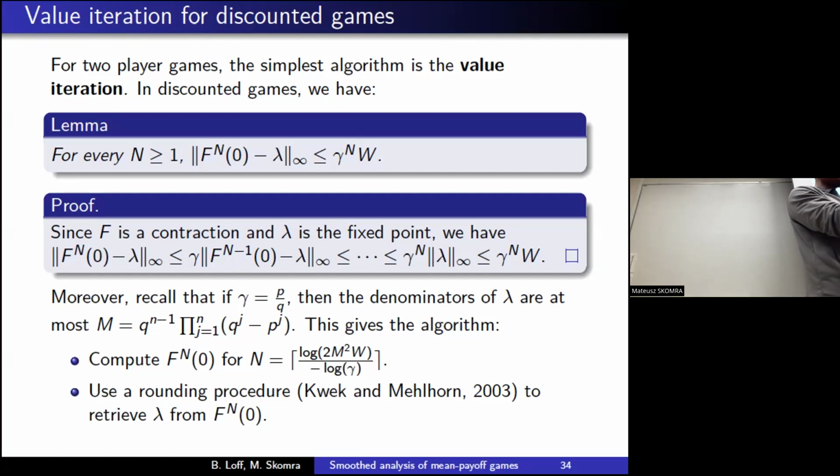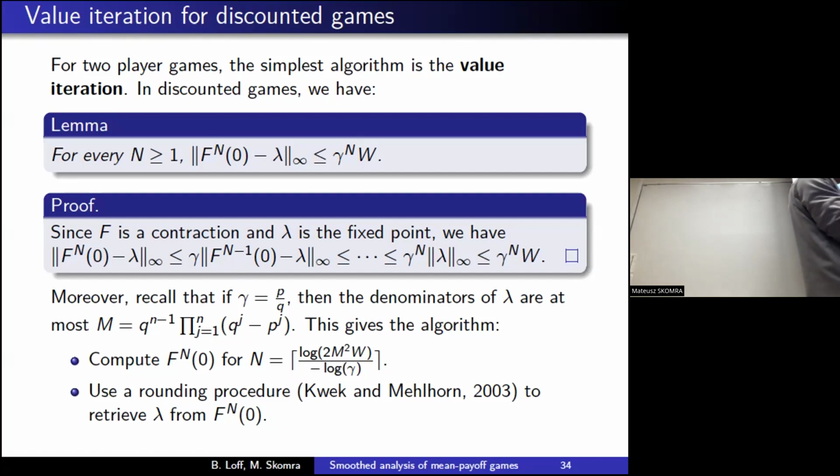So you get some vector of rational numbers, because when you apply this operator, you only get rational numbers, right? And you are guaranteed that you are very close to the value. But how do you go from very close to exact? You have to do some rounding, right? No, the denominator is not n. It's at most n.